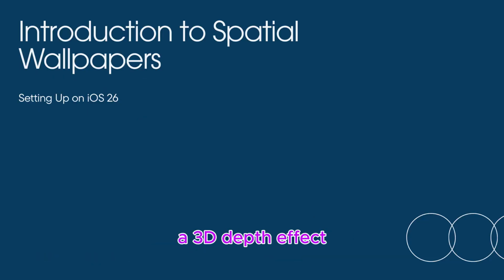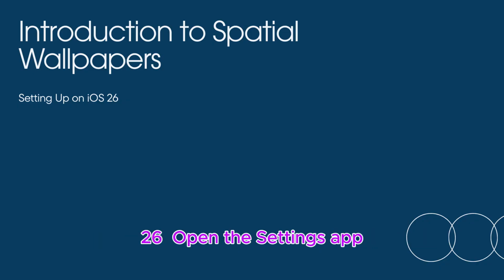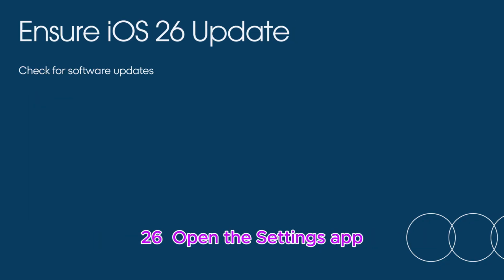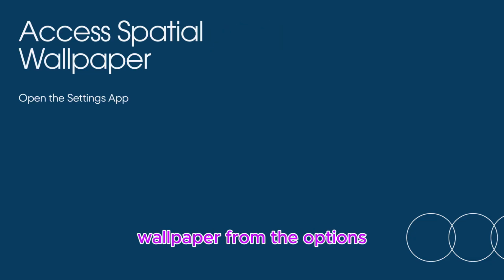This feature creates a 3D depth effect. First, ensure your iPhone is updated to iOS 26. Open the Settings app, tap Wallpaper, tap Add New Wallpaper. Look for the Spatial category. Select the spatial wallpaper from the options.